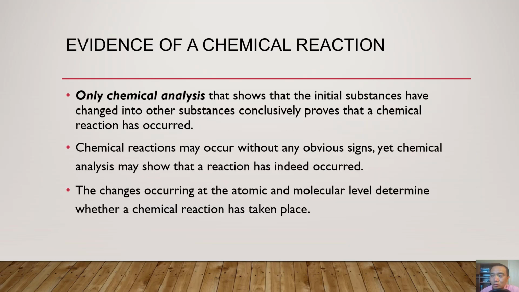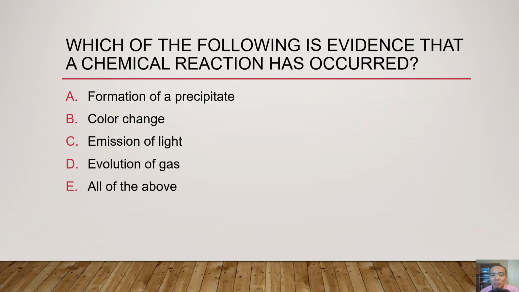evidence, you should look for the chemical analysis to determine the identity or the composition before and after the transformation. If the composition or structure of the substance has changed, then this is a chemical reaction. Or else, if the identity has not changed before and after, then it is a physical change. Let's look at a few examples.